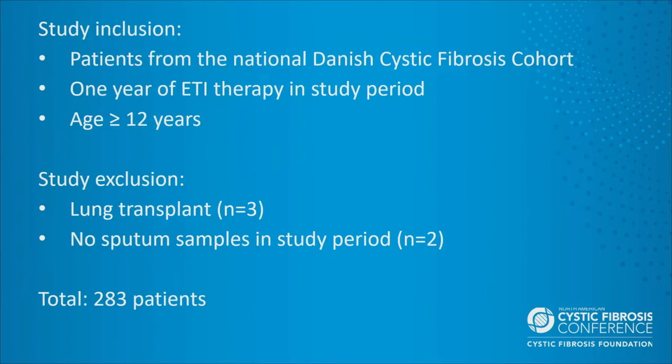We included patients from the National Danish Cystic Fibrosis Cohort, patients with a minimum of 1 year of ETI therapy in the study period, which means patients completed 1 year of follow-up, with an age above 12 years. We excluded lung transplant patients and a couple of patients who had no sputum samples in the study period. That ended up in a total of 283 patients in our study cohort, comprising around 90% of patients eligible for ETI therapy in Denmark.